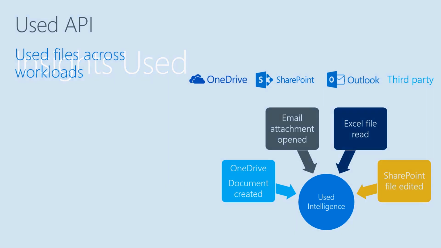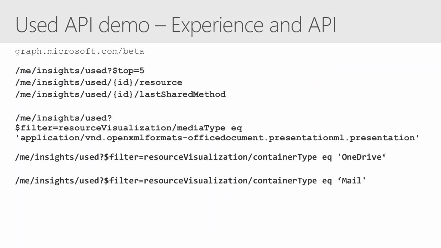And finally, the Insights Used API. The Used API will surface the most relevant files that the user has touched. These include OneDrive, SharePoint, Outlook, and others. As an example, the user can create a document in OneDrive, or can open an Excel file only for read, or file edited in SharePoint. And these are some of the filtering capabilities that you'll have available on Insights Used API.